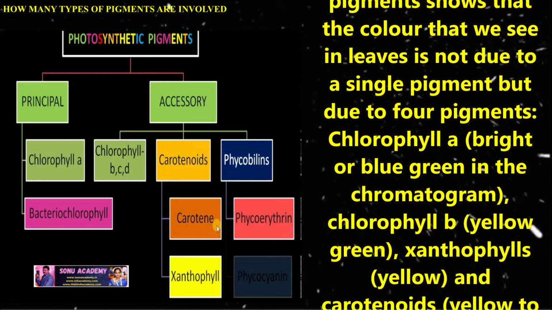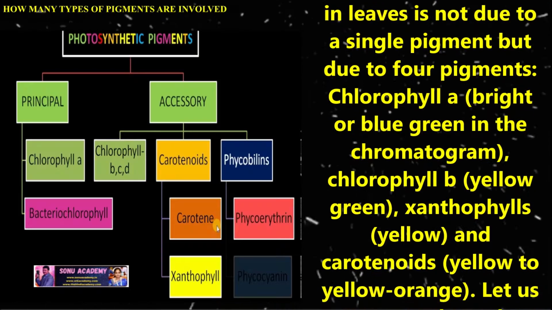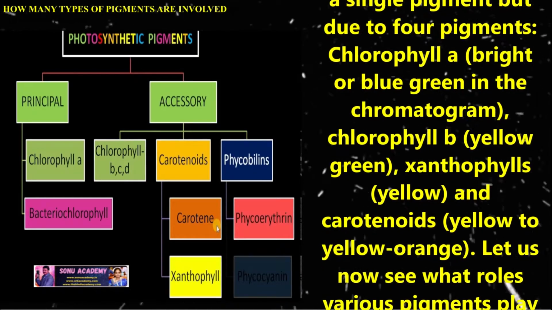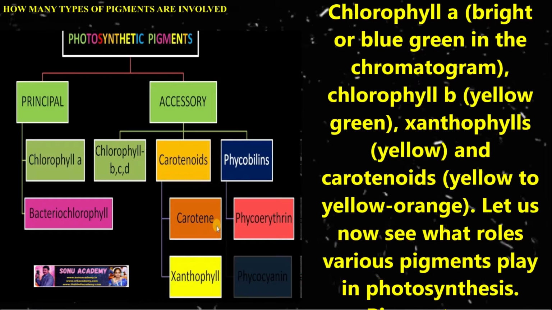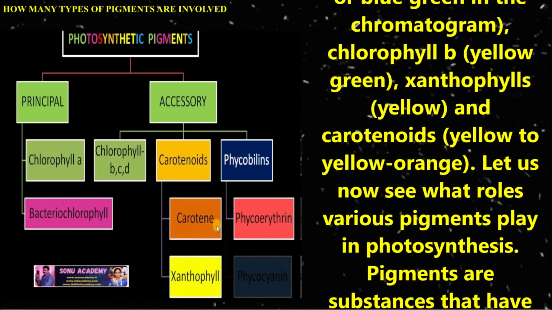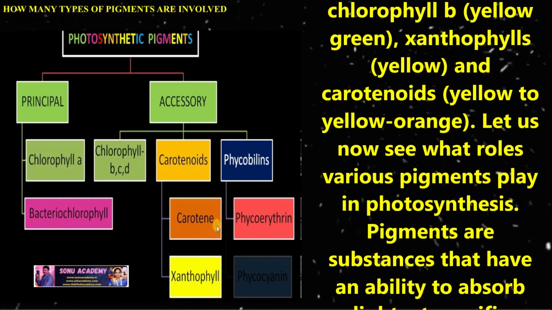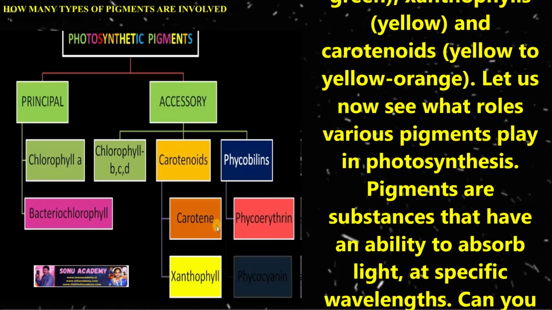One is chlorophyll A, which means bright or blue-green in the chromatogram. Second one is chlorophyll B, yellow-green. Third one is xanthophyll, yellow. And fourth one is carotenoids, yellow or yellow to orange.